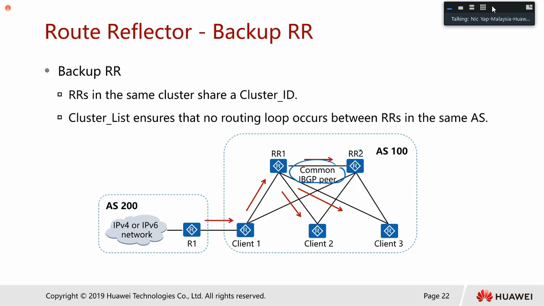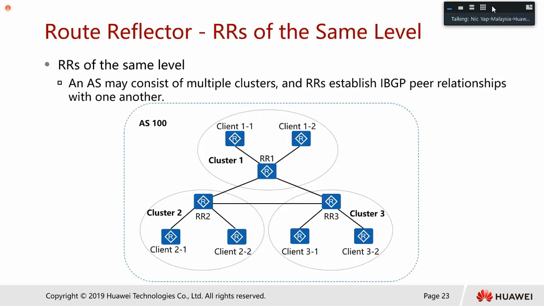Okay. The next one is the route reflector in a flat network. Most of the time, in our enterprise or campus environment, we use this method as a flat environment. An AS may consist of multiple clusters, and RRs establish IBGP peer relationships with one another. So over here, this is a common IBGP.